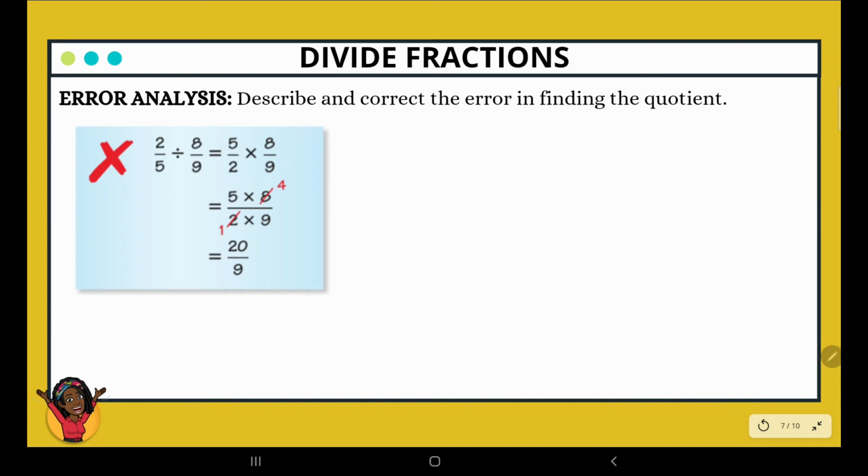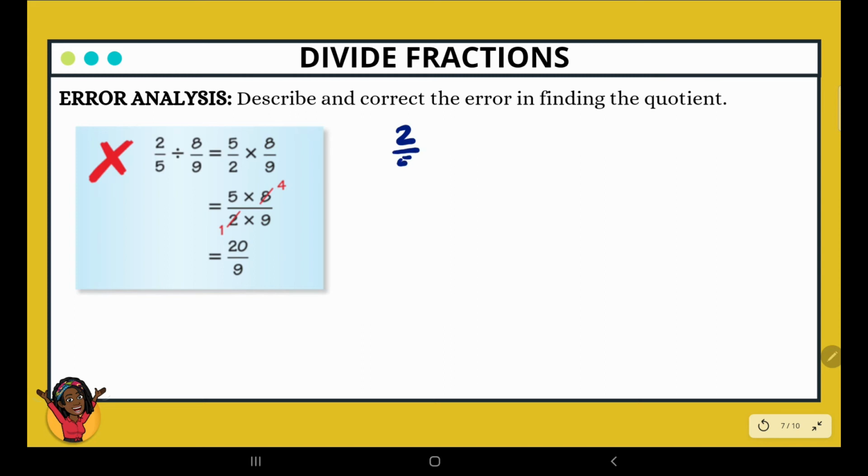Let's take a look at this error analysis. Describe and correct the error in finding the quotient. So here we have 2/5 divided by 8/9. And again, I always like to approach these problems by solving them myself. It helps to easily identify the error the person made.